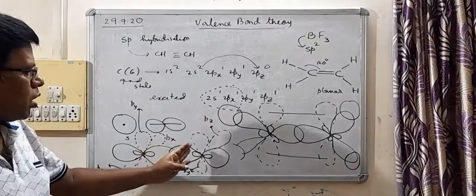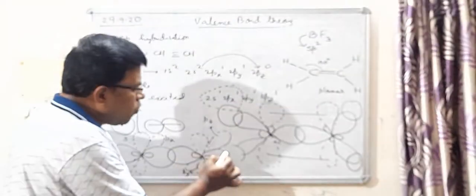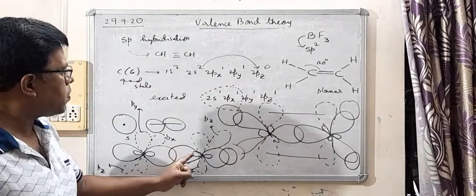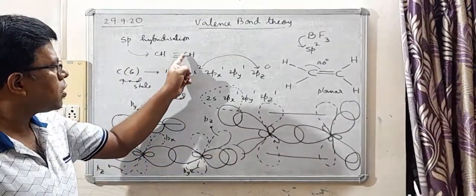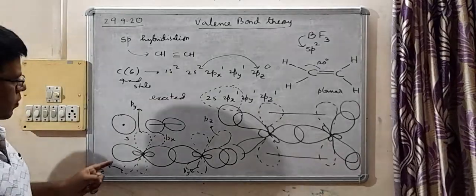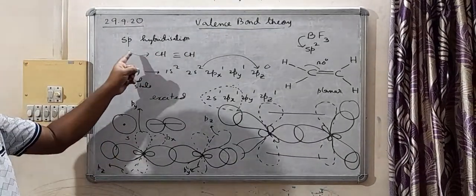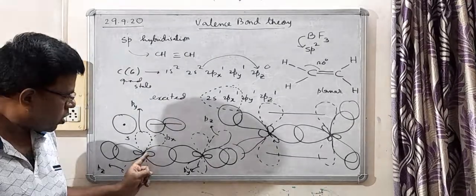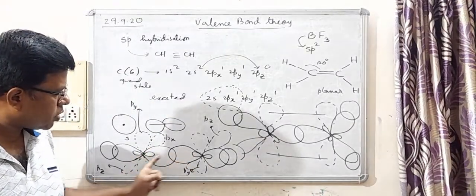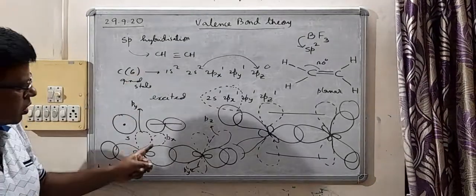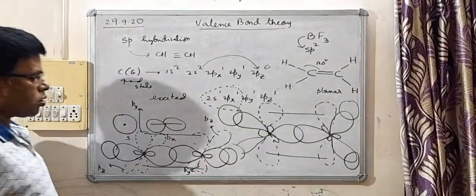So what will happen is this one will overlap with hydrogen. So one carbon hydrogen bond is formed. This one will overlap with one s of hydrogen. Another carbon hydrogen bond is formed. Carbon carbon bond is formed. This is an sp sigma bond. And this one will be one pi bond.